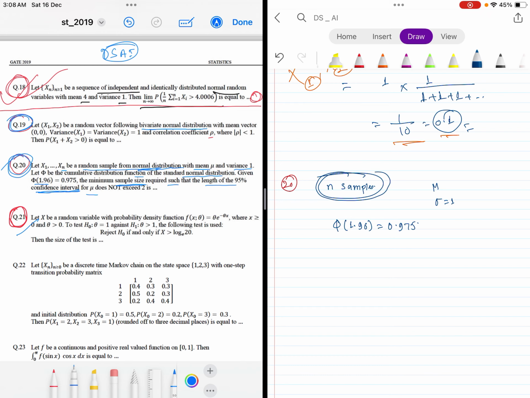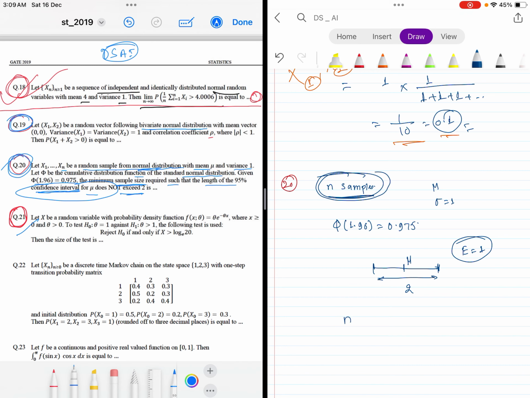And we are also given that the confidence interval for mu does not exceed 2. That means if this is the confidence interval, then the length of this confidence interval is 2, right? If mu is here, right, then if I ask you what will be the margin of error, that e, that will be 1, right? Now we will have to find the n, right?